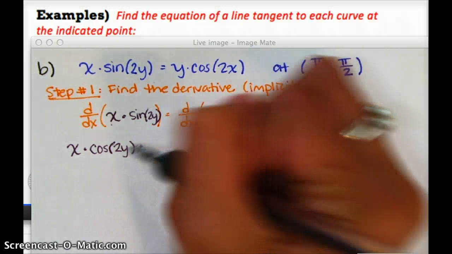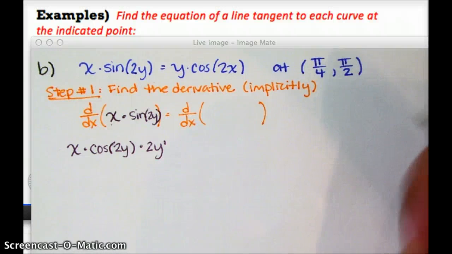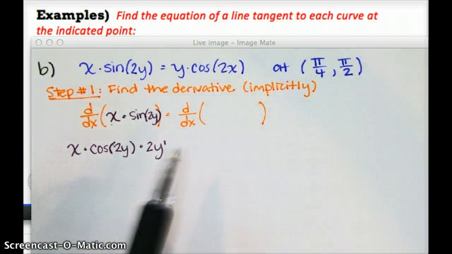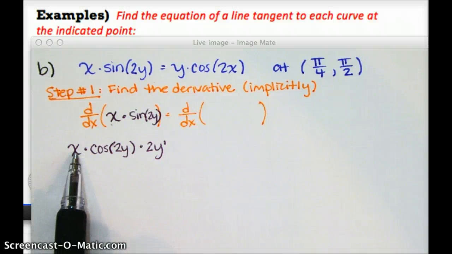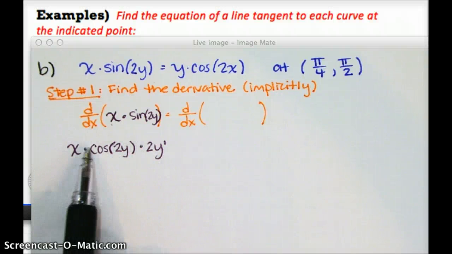And the derivative of 2y is 2 times y prime. Remember, that's because y is actually a function. If I take the derivative of x, which I'm about to do, it's just going to disappear. But the derivative of y is y prime, and the constant rule just keeps the 2 out front. This is u times dv.